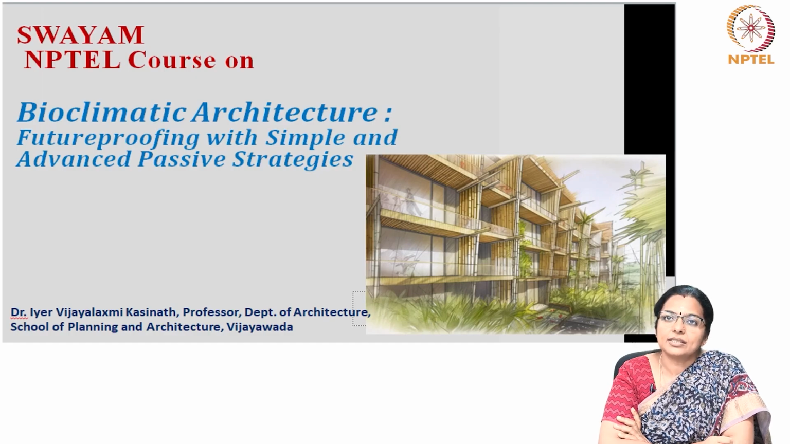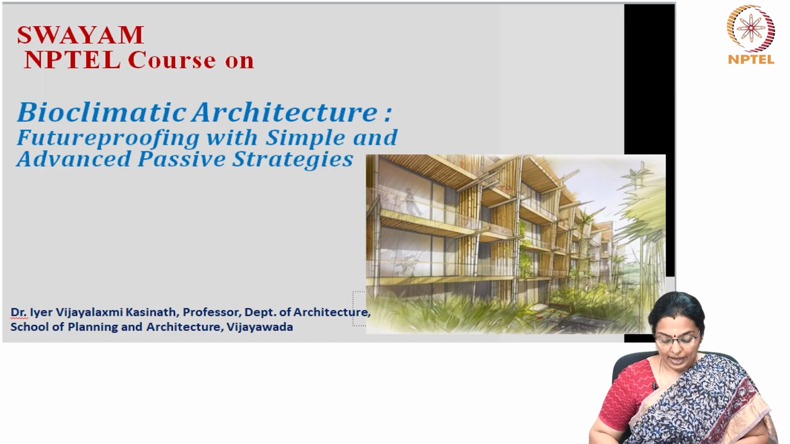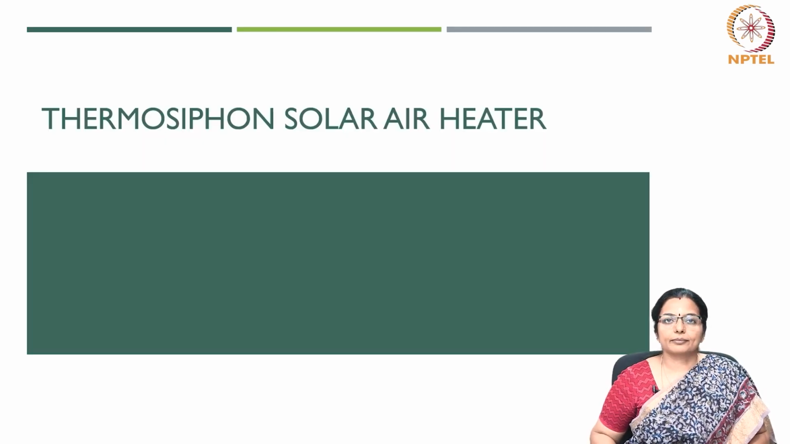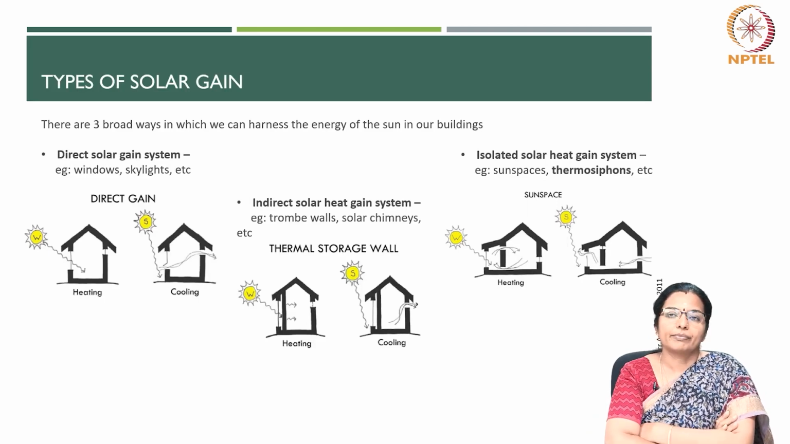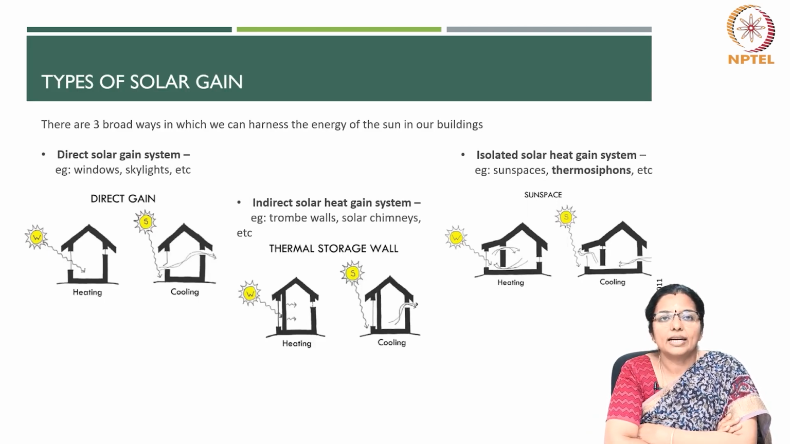In today's class, we will look at another advanced passive strategy which is also related in a sense to the Trombe wall concept. It is called the thermosiphon solar air heater. So we know that there are three broad ways through which we can harness the energy of the sun into the building.